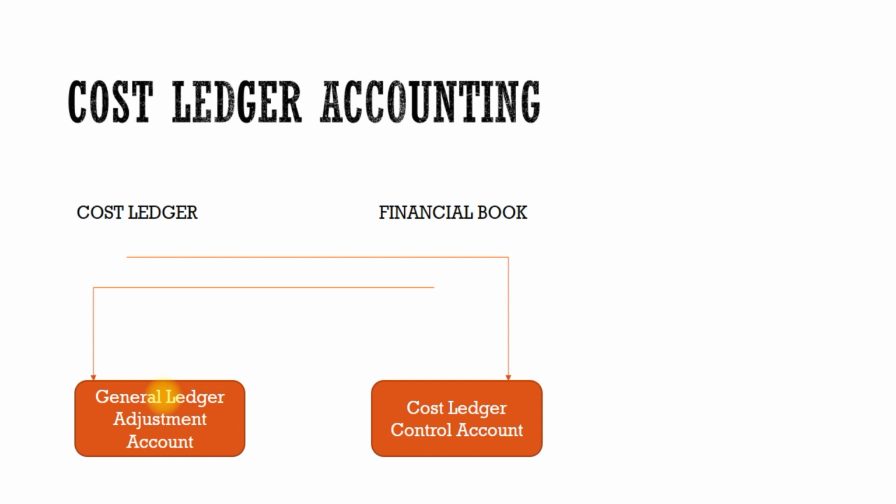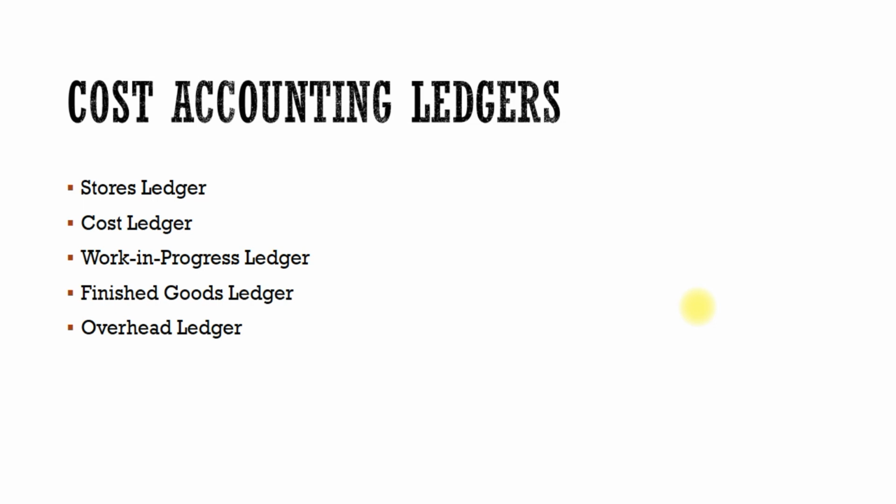Under the non-integral accounting method, two books are maintained, that is, one for cost accounts and the other for financial accounts. All cost transactions are looked after by the cost accountant and all financial transactions are the responsibility of the financial accountant. Next, we'll take a look at what cost accounting ledgers are.